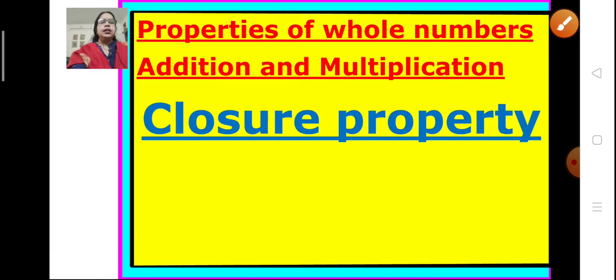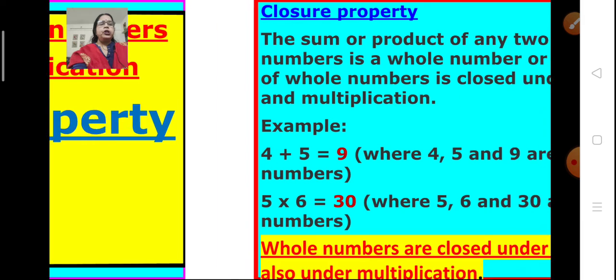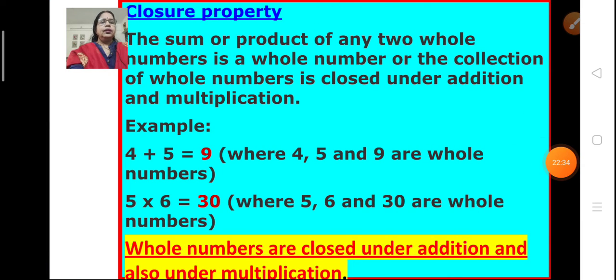Now let's see some of the properties of whole numbers, mainly of addition and multiplication. Let's look at the first property, that is the closure property. What does this say? When we add two whole numbers, we get their sum as a whole number, and when we multiply two whole numbers, their product also is a whole number. So this is the closure property, and we say the whole numbers are closed under addition and also under multiplication. The sum or product of any two whole numbers is a whole number.